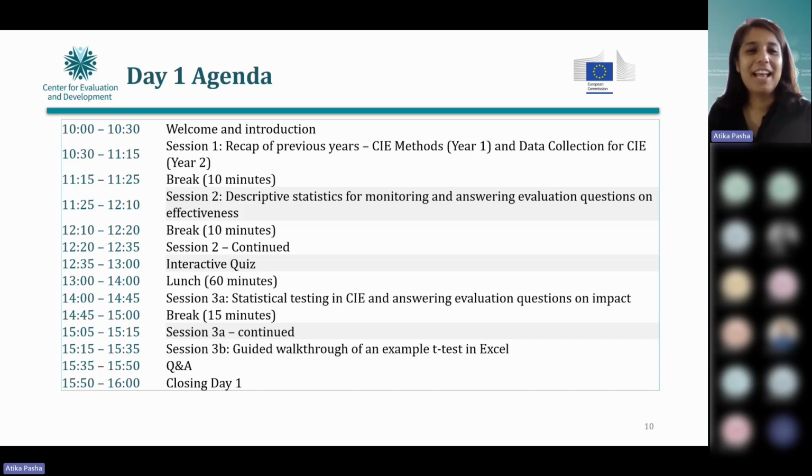Thereafter, lunch break from 1 to 2 p.m. Central European time. Then session 3, a small break again, and then we will walk through an example of a t-test, one of the methods we will discuss during the session today, before the Q&A session and closing. We will have the last 25 minutes of the day for questions and answers, as well as closing the session and getting your feedback.